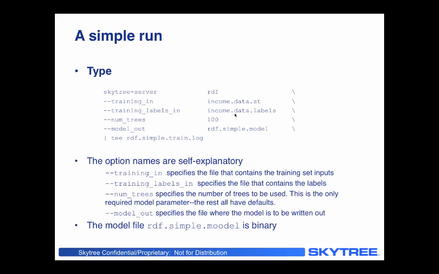We would like to write out the random forest model to a file so that we can use it later on other datasets to make predictions. And for this, we use the model out option. This writes out the model into a binary file that Skytree can later read and use. And we're also using the Linux tee command to write out the log that's printed to the screen simultaneously into a separate file.